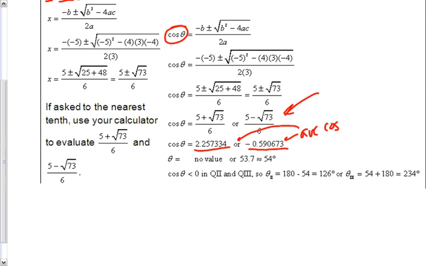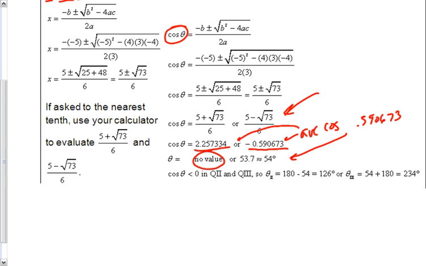Now, if we do the arc cosine of these angles, we're going to get two possibilities. We're going to get a number or we're going to get an error. First of all, error is not an answer. It does not exist. Cosine of 2.25 never happens. Remember, cosine is between negative 1 and 1, so that's why there's no value here. If we do the arc cosine of 0.590673, you're going to get 54 degrees.